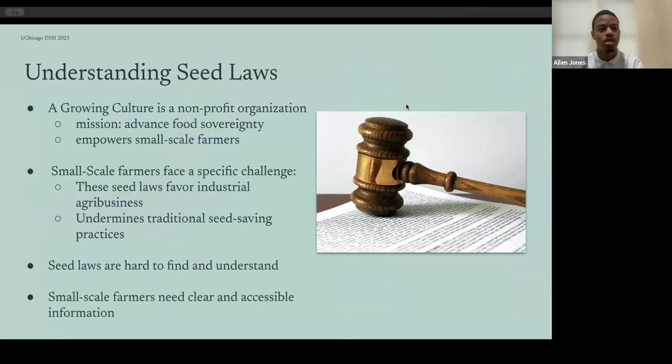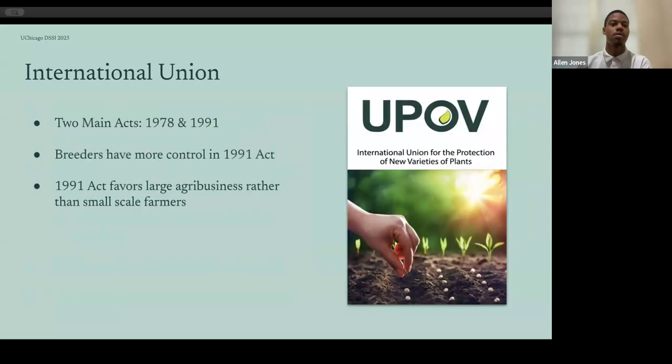First, talking about my project, you have to understand seed laws a little bit. We worked with Growing Culture, a nonprofit organization whose mission is to advance food sovereignty. Food sovereignty is the right of people to define their own food and agricultural systems, and that's something that has been diminished in the past. So we want to empower small-scale farmers so they can help get their rights back. The current seed laws favor industrial agribusiness or large-scale farming rather than small-scale farmers, and they also undermine traditional seed saving practices. They're also hard to find and understand, and small-scale farmers need clear and accessible information so they don't break the law inadvertently.